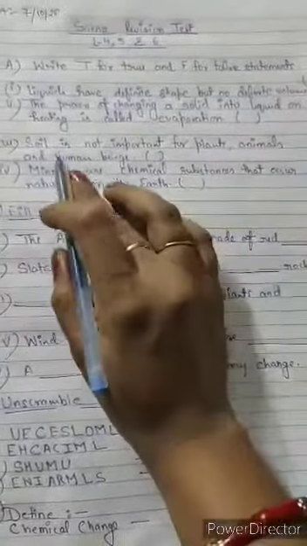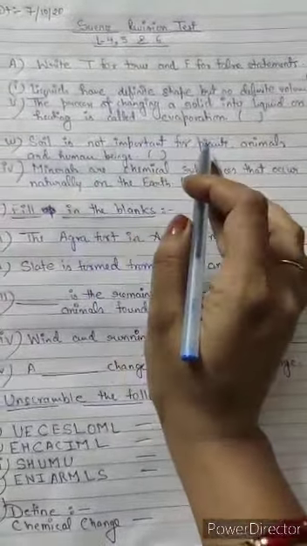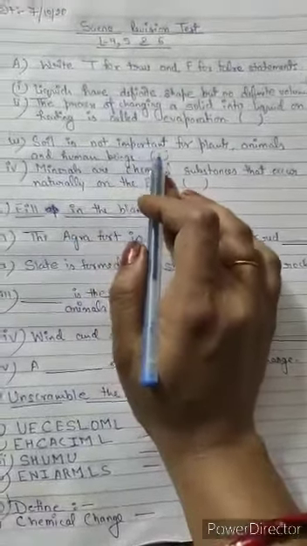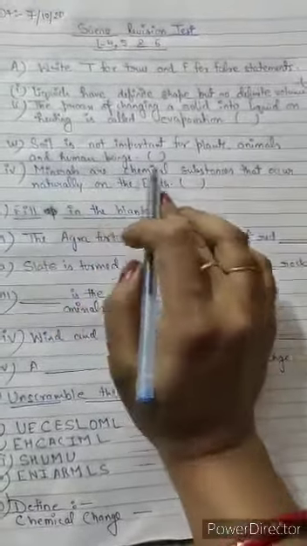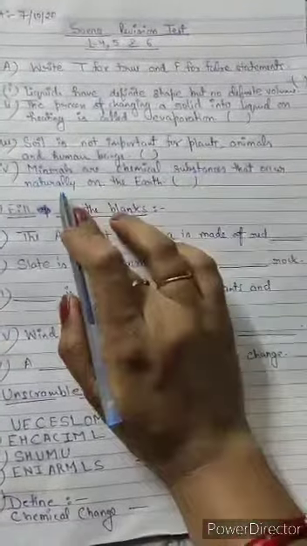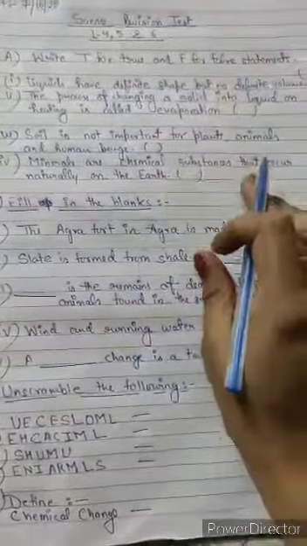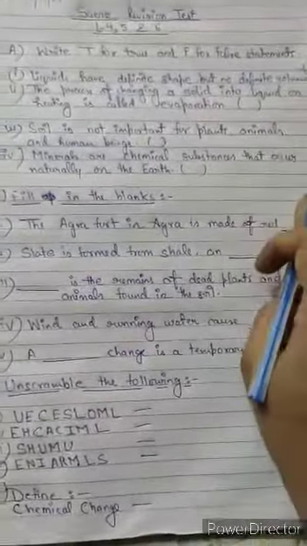Soil is not important for plants, animals and human beings. Is it true or false? Now, minerals are chemical substances that occur naturally on the earth. So, is it true or false? You have to mention it in the box given here.